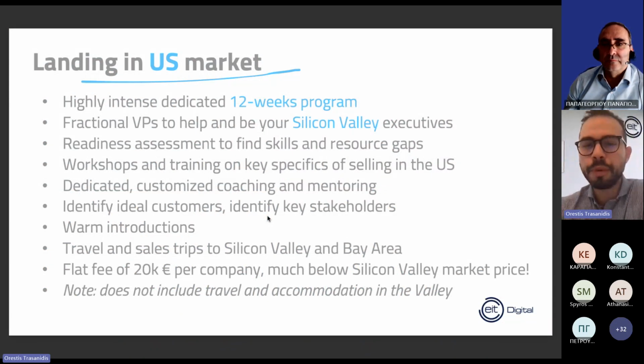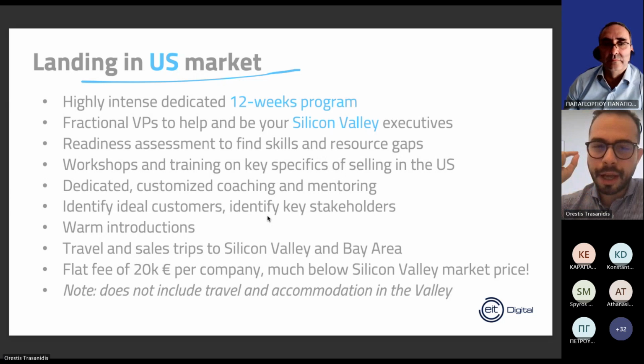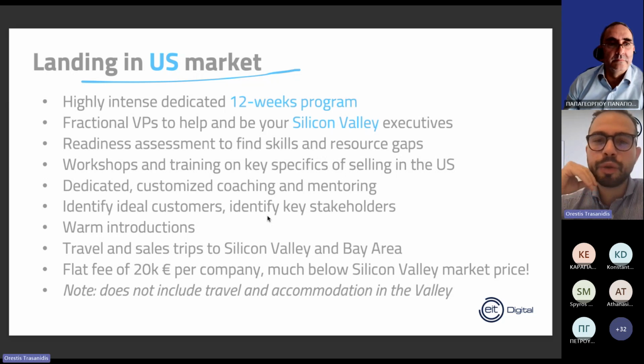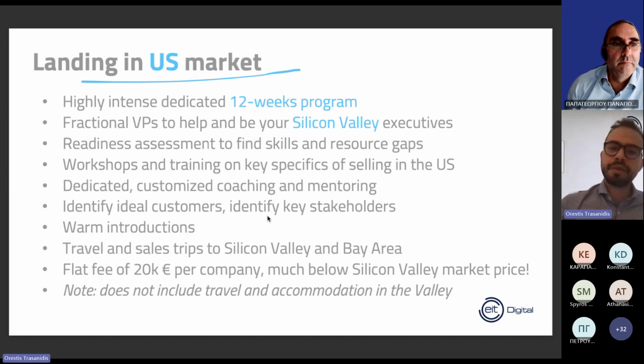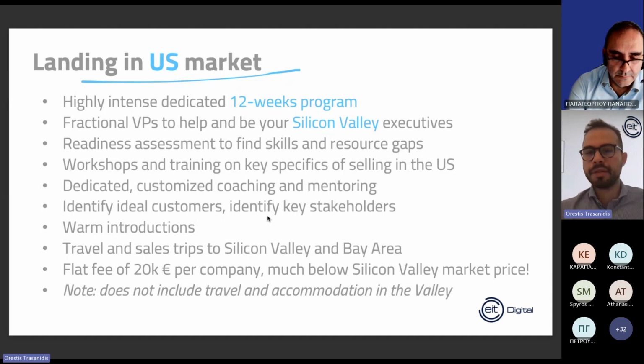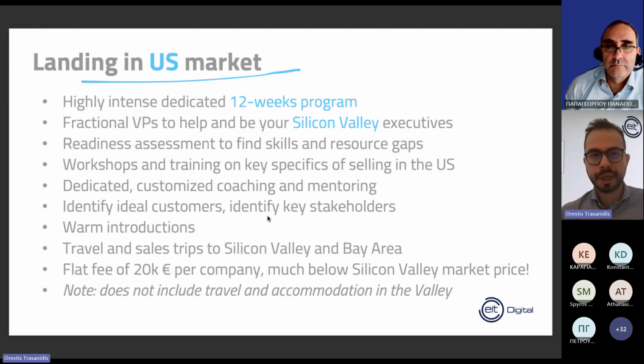Another opportunity: on top of all of those things, we also support a US landing program. Again, I will put an emphasis, we're supporting access to market. It's 12 weeks, highly intense, because we want to work with VPs or C-level executives of scale-ups. These people are already in the market. They have already raised 10 million, or have revenues of at least 2 million. This is the specific group of companies that could benefit from this activity.